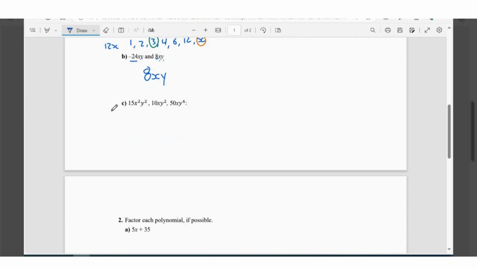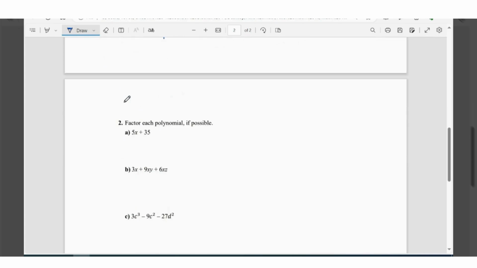Let's look at the next one. We have a 15, we got a 10, we got a 50. By looking at it, I can see that 5 goes into there. 10 goes into 10 and 50, but 10 doesn't go into 15. So it looks like 5 is going to be the biggest number that we can pull out there. And then let's look at our variables. We've got an x squared here, but only an x here and an x here. So it looks like we can only pull out a single x. But our y's, we got a y squared, we got a y squared, and we got a y to the 4. So it looks like we can pull out a y squared. Okay, so that's the greatest common factor of these three.